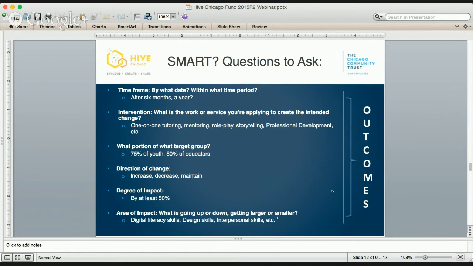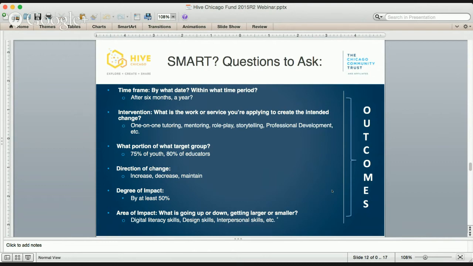If you're thinking of this as an intervention, which you hope you are, what is the work or service you're applying to create the intended change? So what is it that you're actually doing to have participants improve their digital literacy skills? What is it that's happening? Is it mentoring? Is it storytelling? Is it professional development? Is it one-on-one tutoring? What is the service or work you're providing as a result?